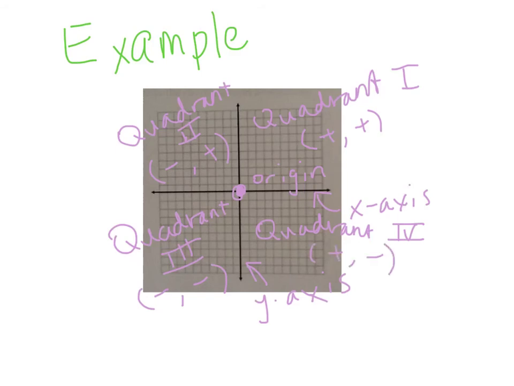Now remember, sometimes points can be considered not in a quadrant. For example, if they are lying right on the x-axis or right on the y-axis. So these 2 points right here and our origin, we'd say are not on an axis.